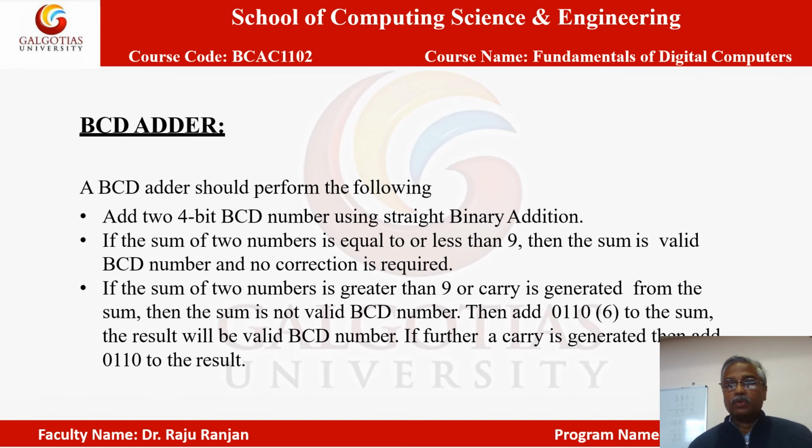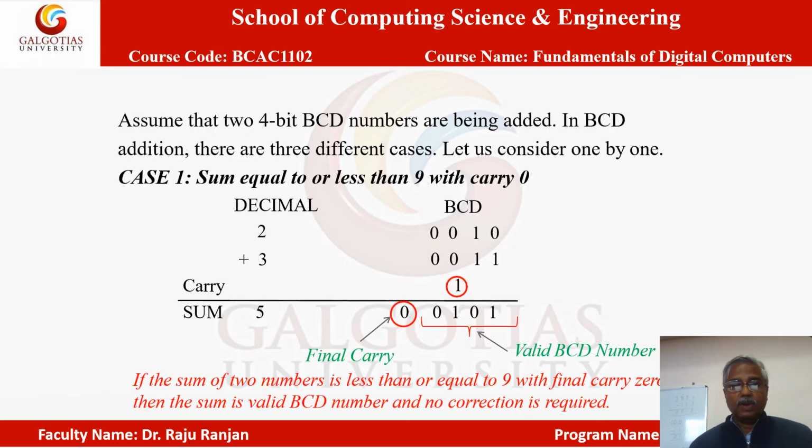So how to perform this through a circuit? How to construct the circuit of this BCD adder? Today we will know about it. So first of all, let us discuss the three cases. Assume that two 4-bit BCD numbers are being added. So in BCD addition, there are three different cases. Let us consider one by one.